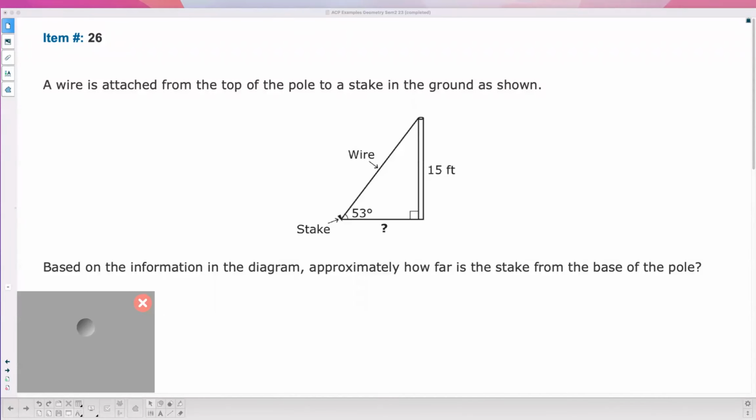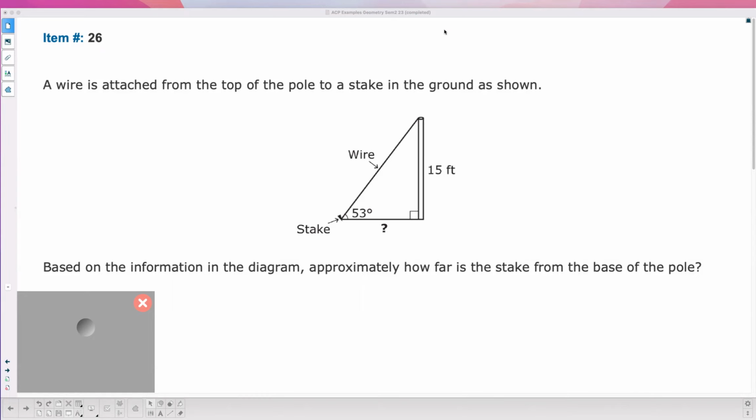All right, 26. A wire is attached from the top of a pole to the stake in the ground as shown. Based on the information in the diagram, approximately how far is the stake from the base of the pole? All right. How do we think we go about solving this one?